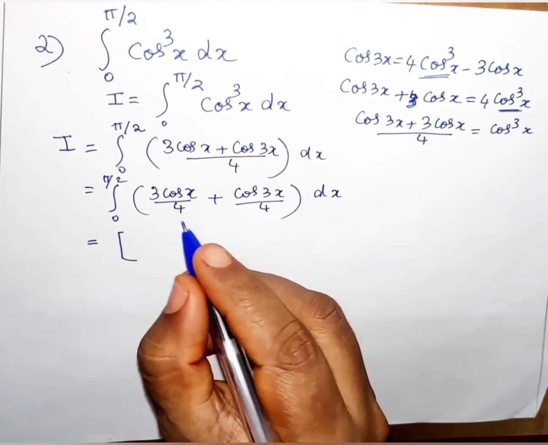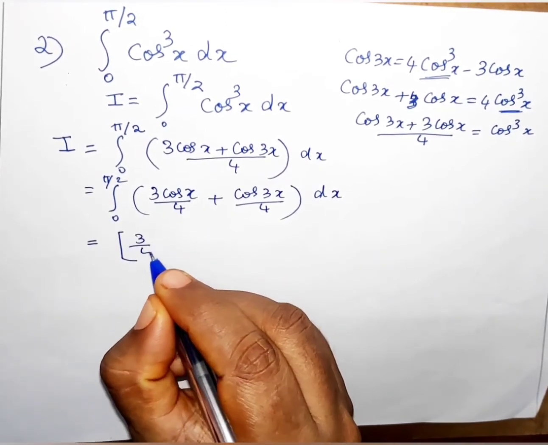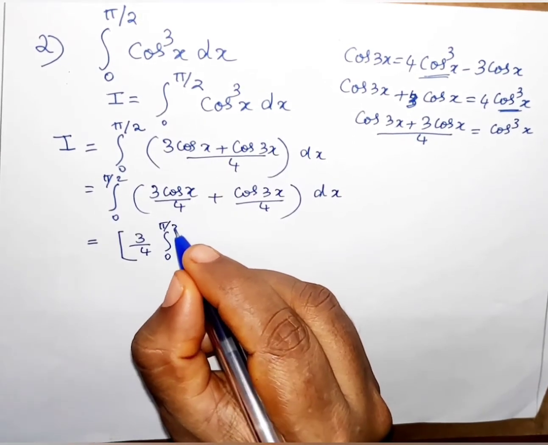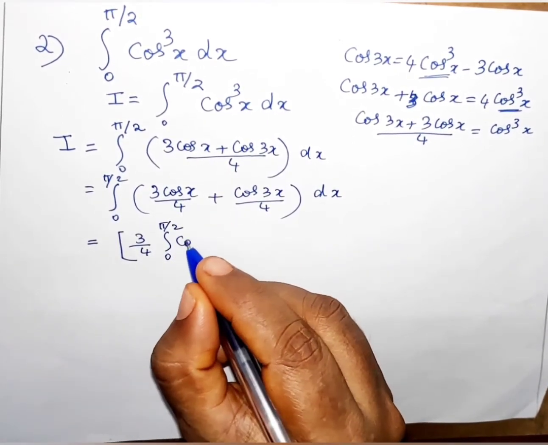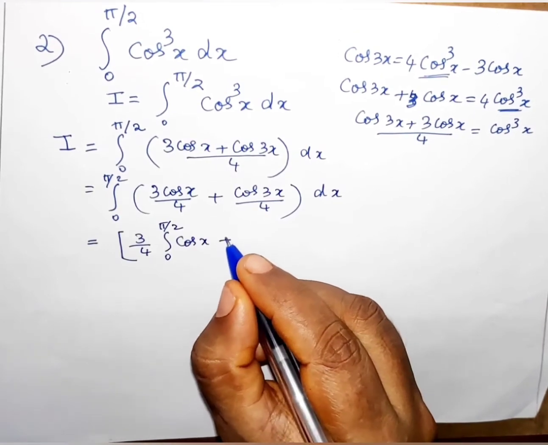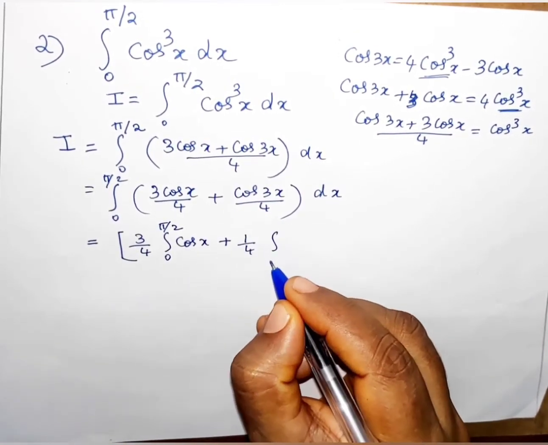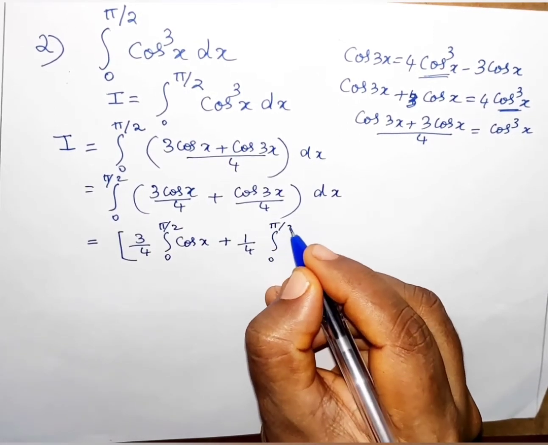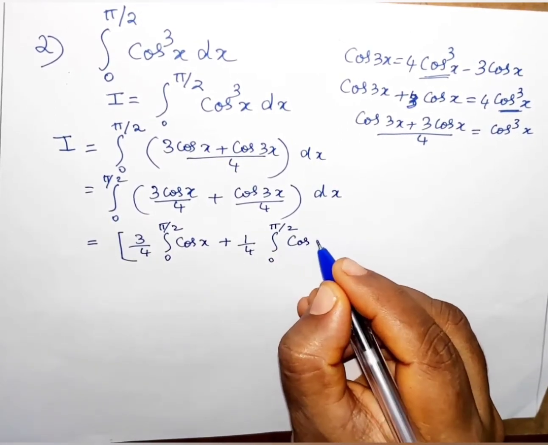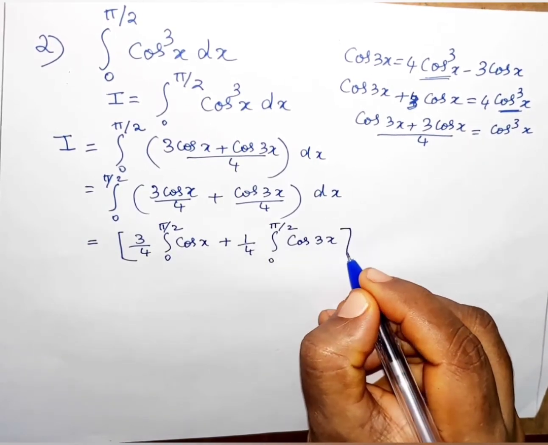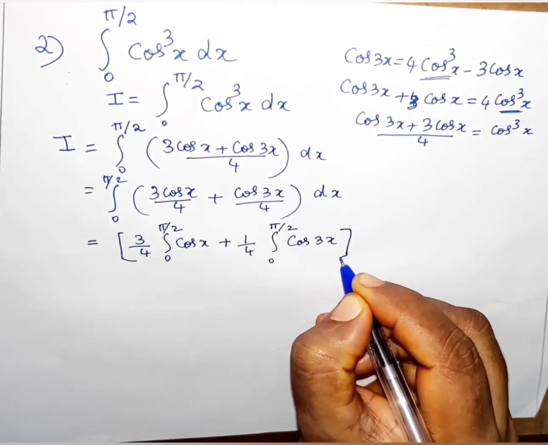Now we have split the two terms. After that we are taking out the constant 3 by 4 from the first term, so integral 0 to pi by 2 cos x remains. Plus 1 by 4 is a constant in the second term, we are removing it out. So it will become 1 by 4 into integral 0 to pi by 2 cos 3x dx.